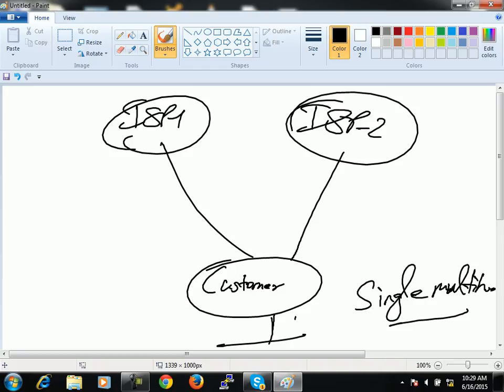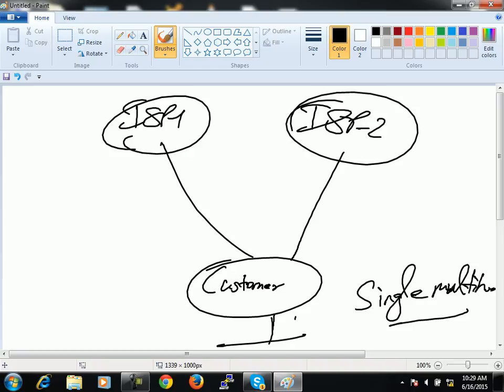So if you have a single multi-homed customer, then you have to implement only and only BGP, because if you configure a default route in the direction of ISPs, then definitely you are not going to get load balancing, and to achieve load balancing it will be required to configure BGP. So if you have a single multi-homed customer, you have to implement BGP only.